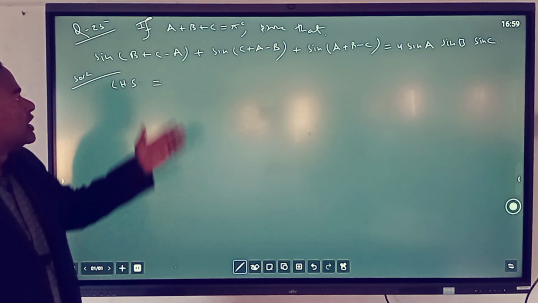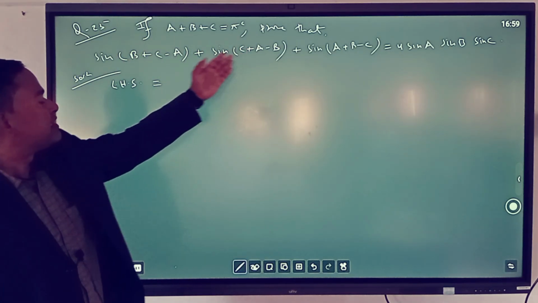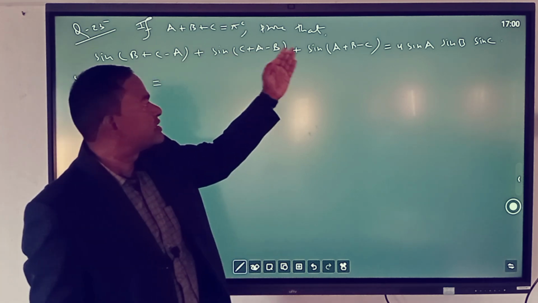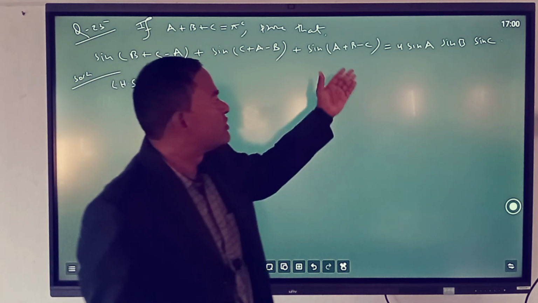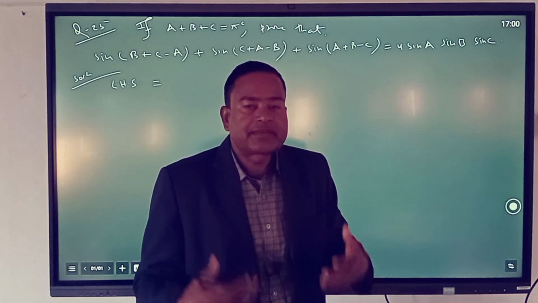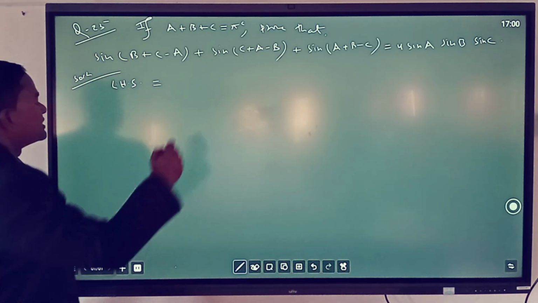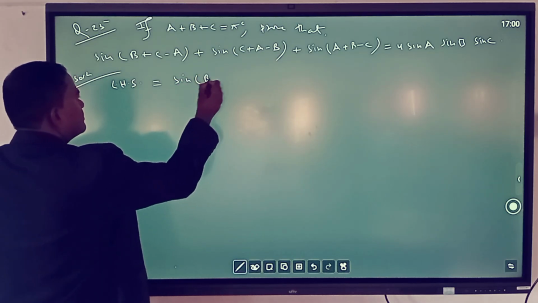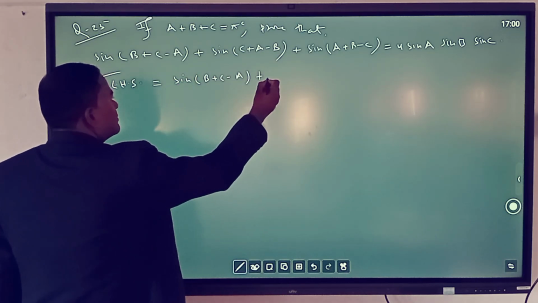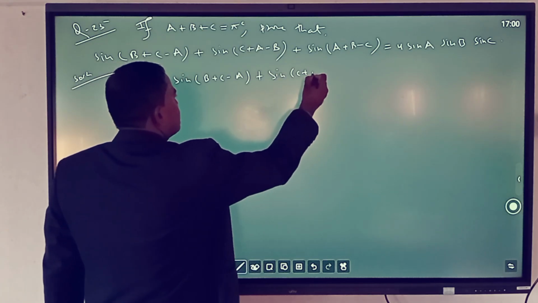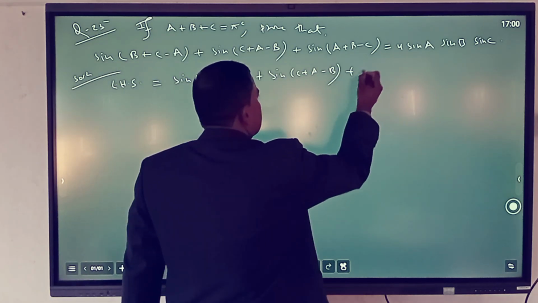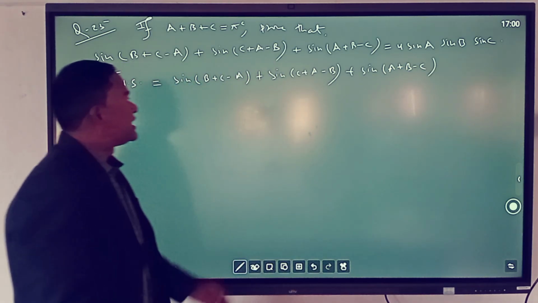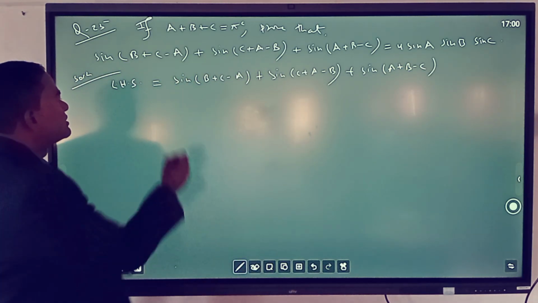Dear student, if a plus b plus c is pi radian, we have to prove that sin(b plus c minus a) plus sin(c plus a minus b) plus sin(a plus b minus c) is equal to 4 sin a times sin b times sin c. So let's take LHS. We have taken LHS at first.